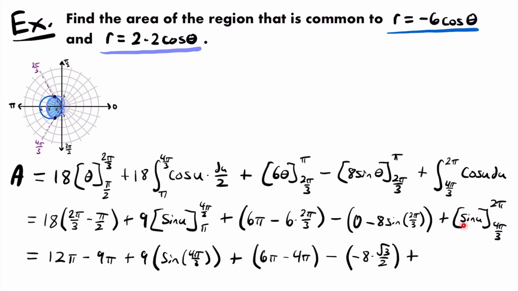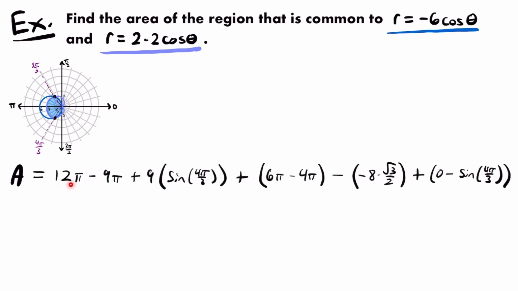Then we'll add that to sine evaluated at 2 pi minus the evaluation at 4 pi divided by 3. But sine of 2 pi is 0, so we'll have 0 minus sine of 4 pi divided by 3. All right, now if we simplify further, 12 pi minus 9 pi is 3 pi. So this is equal to 3 pi plus 9 times sine of 4 pi divided by 3. Sine of 4 pi divided by 3 is the negative square root of 3 divided by 2. So we'll have the negative square root of 3 divided by 2 plus 6 pi minus 4 pi. That's 2 pi. So we'll have 2 pi.